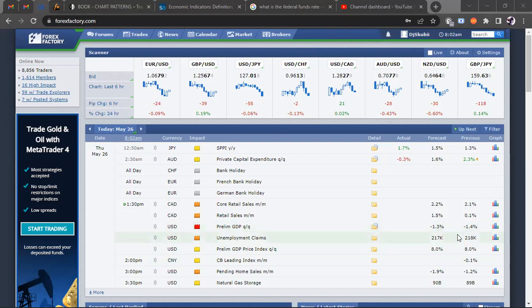For those that are used to economic terms, GDP is basically gross domestic product. It's like the total market value, the money value of goods and services in the country. So if GDP is high, then it's good for the economy. So you guys can actually watch out for that.